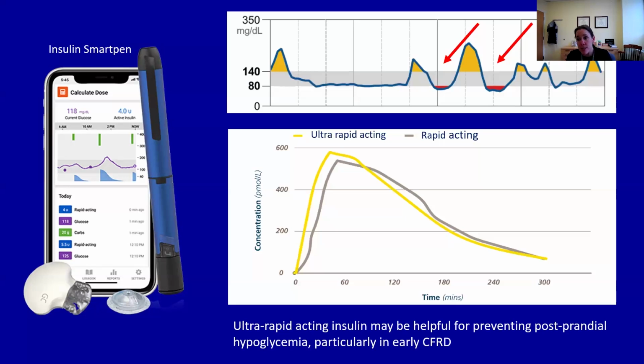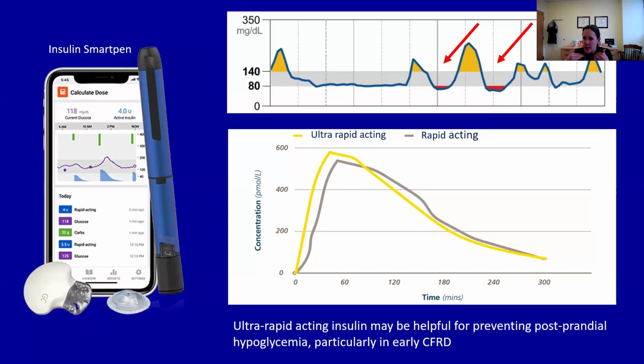I will say I do tend to use a lot of ultra rapid acting insulin in people with CF. As you know, ultra rapid acting insulins have a faster onset than your typical rapid acting insulin, here in the gray. And so at the top, this is a CGM tracing for someone who's having reactive hypoglycemia with CF. And what I found is that if we use the ultra rapid acting insulin and we dose that, we can sometimes help prevent this prandial peak that's occurring and then therefore prevent the low that's happening in response to that.